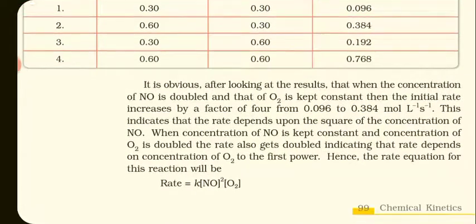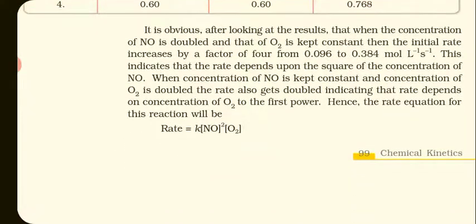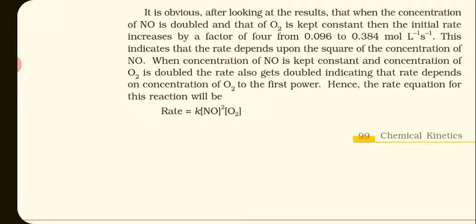So by looking at the table, it is obvious that when the concentration of nitrogen monoxide is doubled and O2 is kept constant, the initial rate increases by a factor of 4, from 0.096 to 0.384 mole per liter per second. This indicates that the rate depends upon the square of the concentration of nitrogen monoxide.